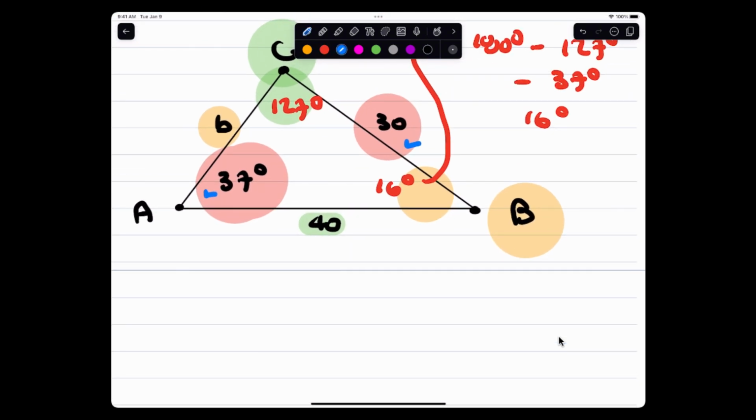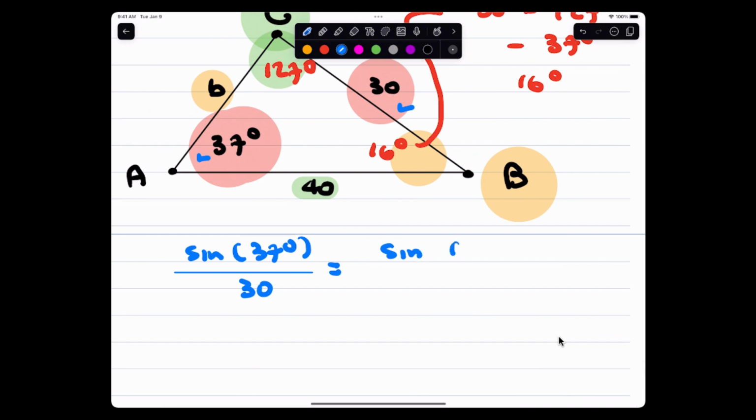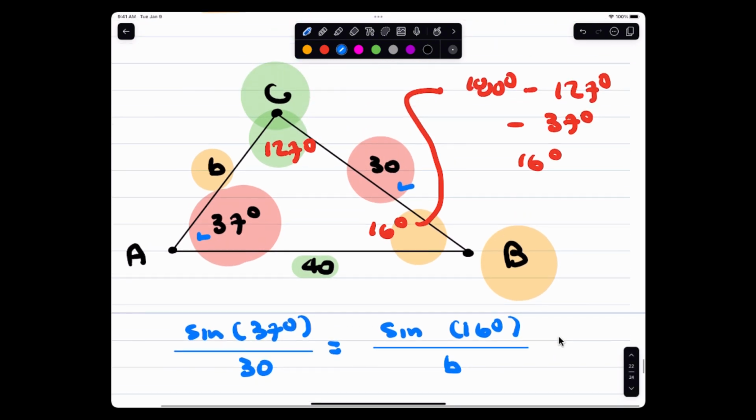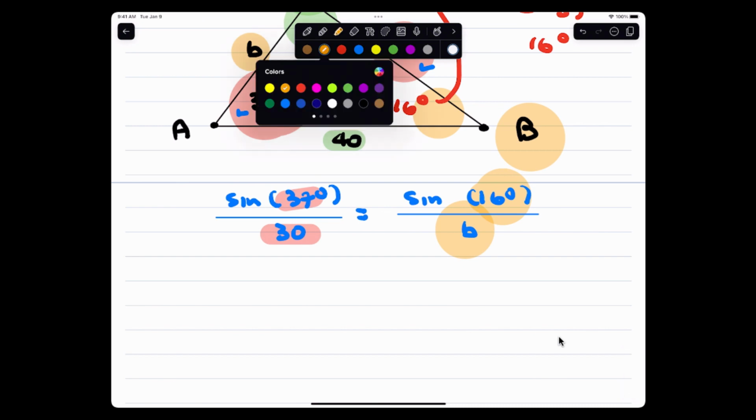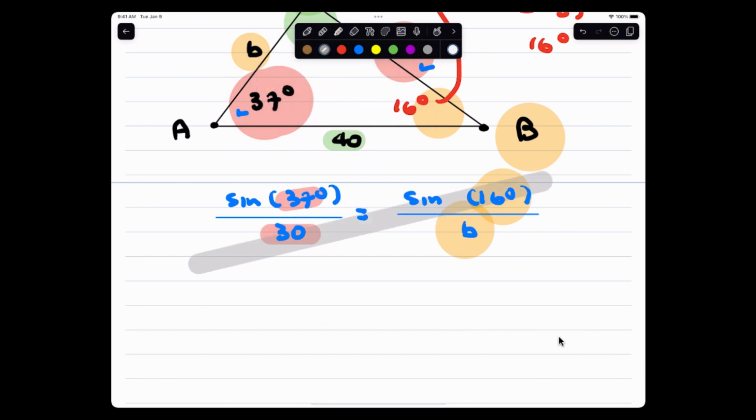Now, fine. How do we use law of sines? Use the red. Sine 37, the two known here from the original. Now what do we have to do? Sine of what? 16 over little b, because we're trying to solve for this triangle. So double check. This is the red angle and opposite side. And then here's my what? Angle and opposite side here. Okay. Cross what? Cross multiply.